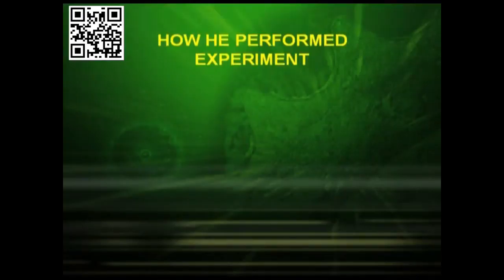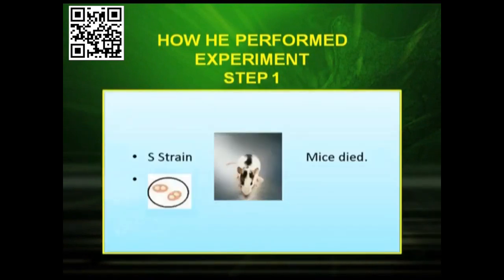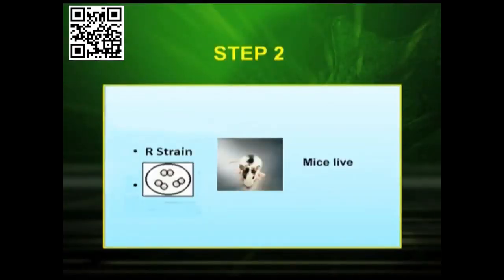Now let us see how he performed the experiment. In step 1, he injected the S strain into the mice. Since the S strain was virulent, the obvious result was that the mice died. In step 2, he injected the R strain, the living R cells. But since it was non-virulent, the mice lived.